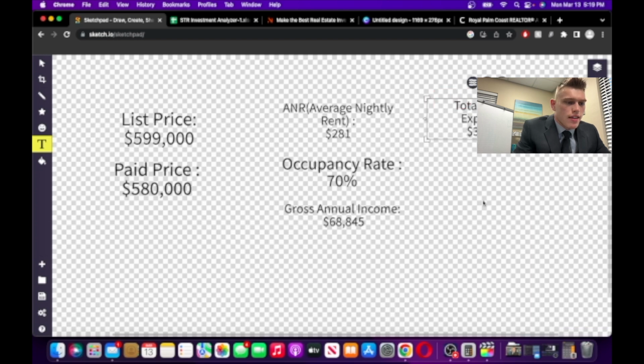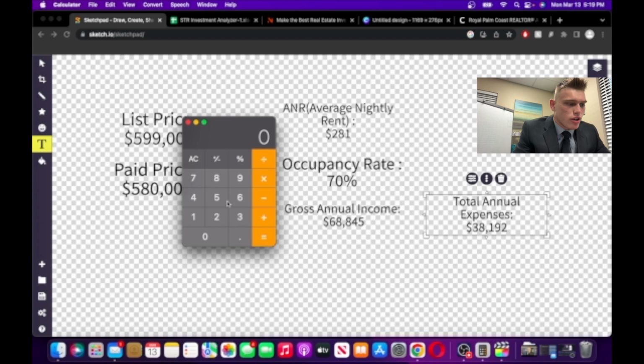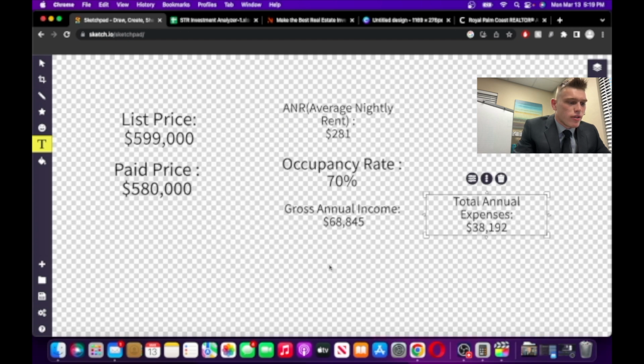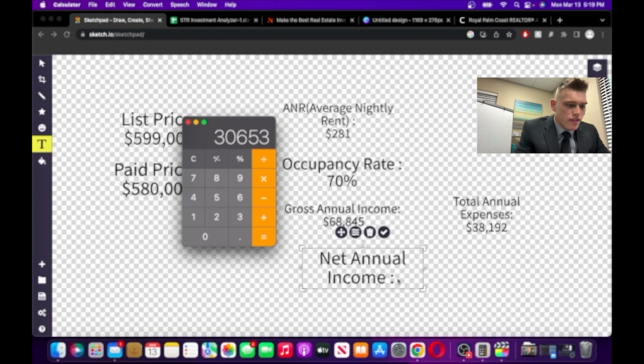Okay, and then to determine the net annual income, you're going to take this gross annual income and subtract it by the total expenses. So we're going to do that here. 68,845 minus 38,192, and we're going to cash flow $30,653 on this property. Net annual income, $30,653.